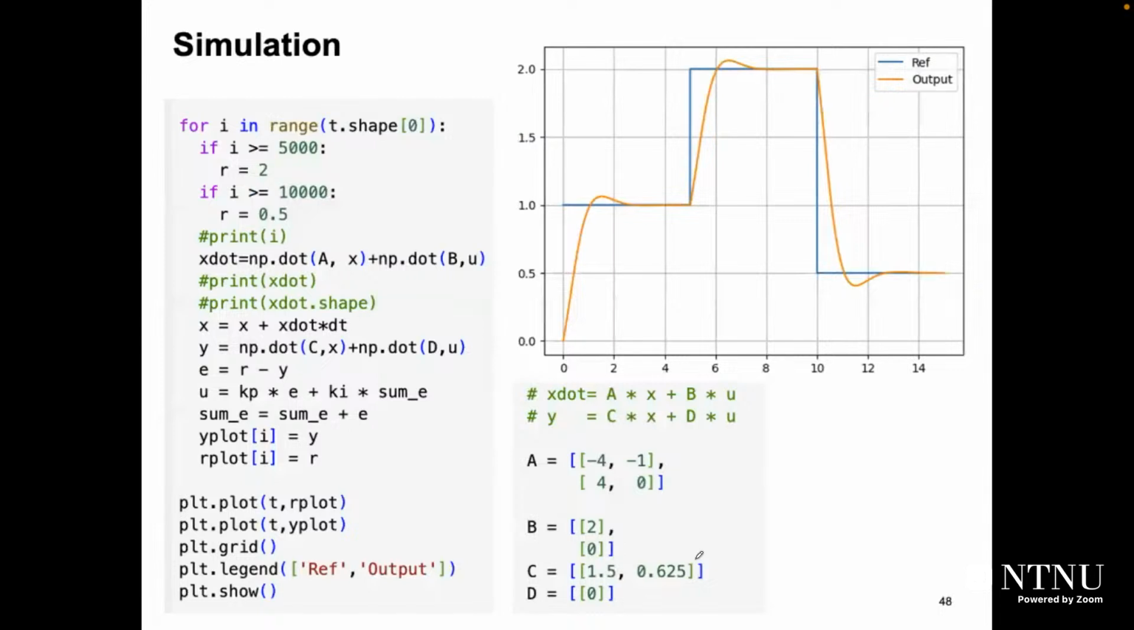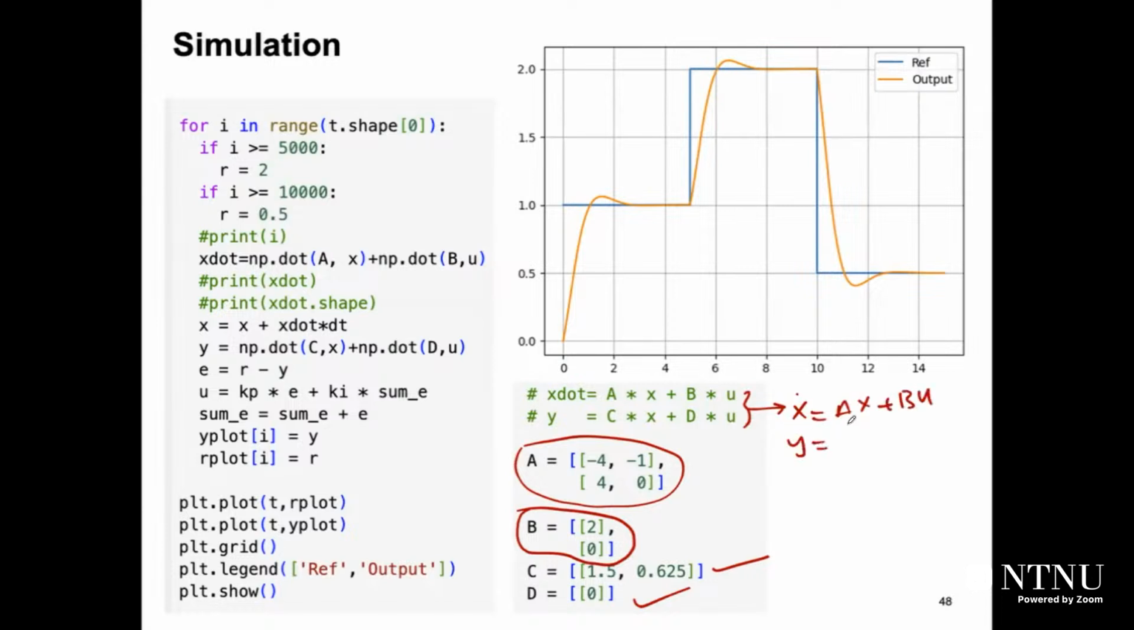So first, I just need to define the matrix A, and I need to define my column vector B, C, and D. So this is the most important, right? And we know that this is a state space representation, which is x dot equal Ax plus Bu, and y equal Cx plus Du. It's a general form, right? So if you want to simulate it in time domain, you just need to write it like this.